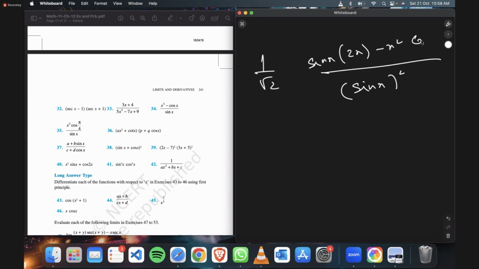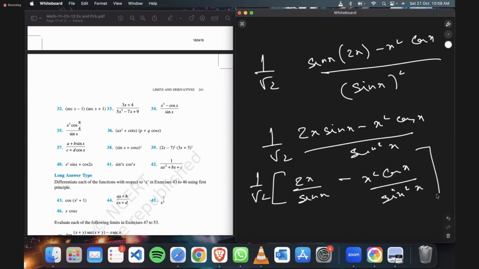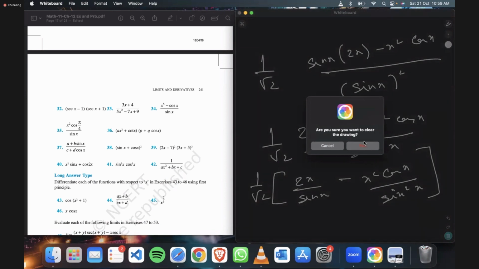The differentiation of sin x is cos x. So 1 by under root 2. And if we want to simplify it further, we can do things like this. 2x sin x divided by sin square x will be nothing but 2x by sin x, minus x square cos x by sin x. I can write this as tan x, or otherwise I can just write it like this. Yeah. So this is your answer.